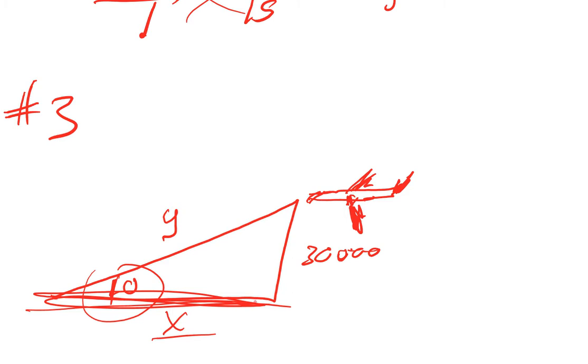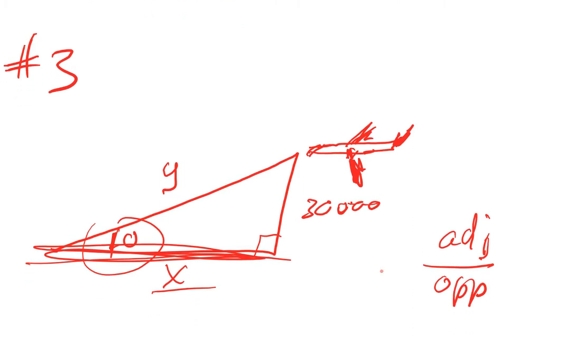Is it opposite, adjacent, or hypotenuse? Which one is X? Adjacent, yep, it's right next to the 10. Okay, adjacent means next to. What about the 30,000? What's that one? That's opposite. Okay, so there's my two sides.